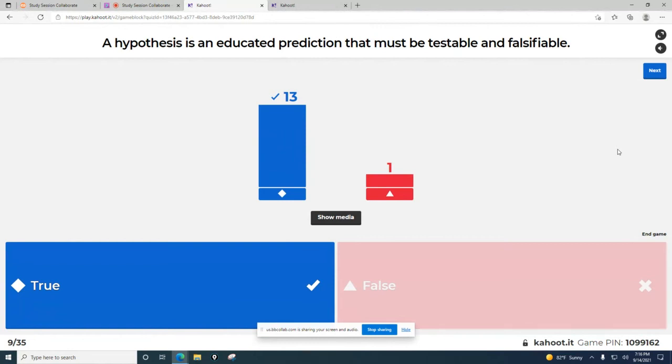Okay, so good job. Looks like most people got this right. So a hypothesis is an educated prediction, or educated guess, based off of previous observations and tests that we've conducted. And it also must be testable and falsifiable. Testable in that we can test it. Usually the example that Dr. Nell likes to give is the flying spaghetti monster.